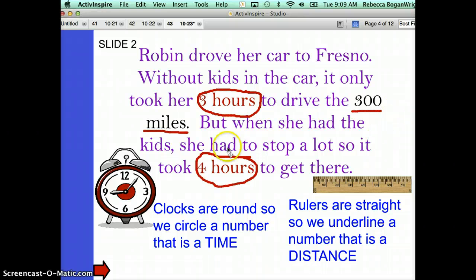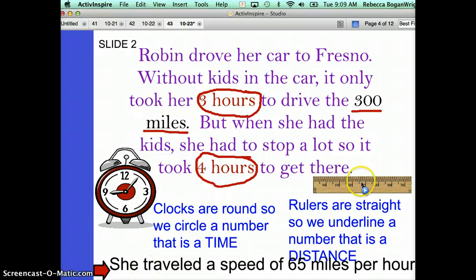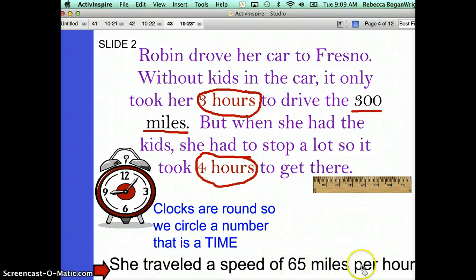Here's something else you need to know. Based on this information, we can figure out that Robin traveled a speed of 65 miles per hour. Now here's the thing. If I have a speed, it has distance and time, so I'm going to circle it as well as underline it. Take a moment to answer the question, draw a picture or some examples, and answer the question for slide number 2.